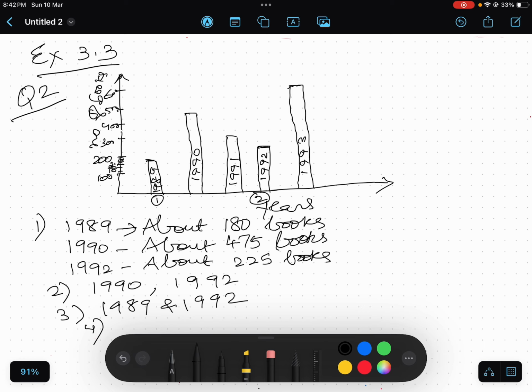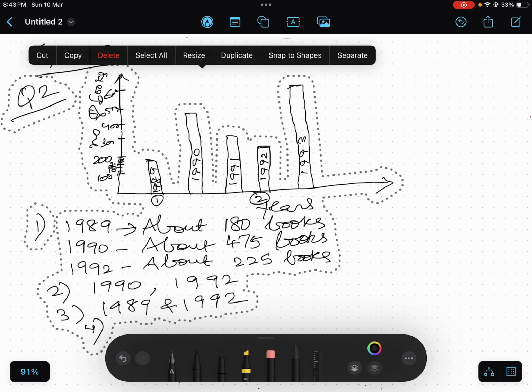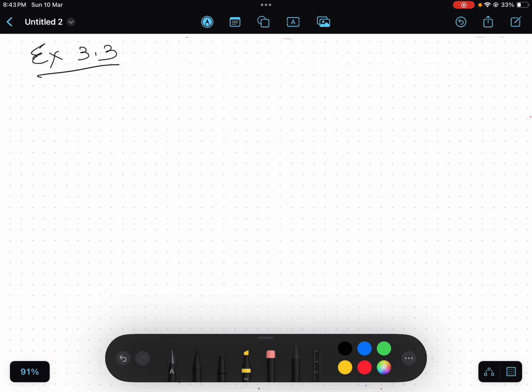Now we will see question number 3. Please keep practicing maths every day for 2 hours. Put in your best efforts. So now question number 3.